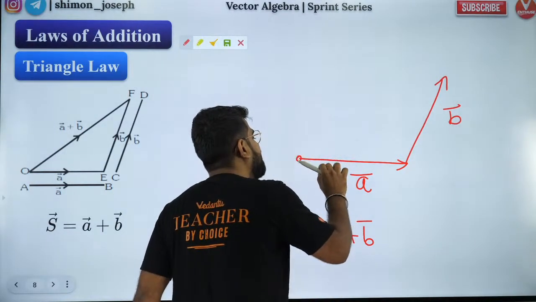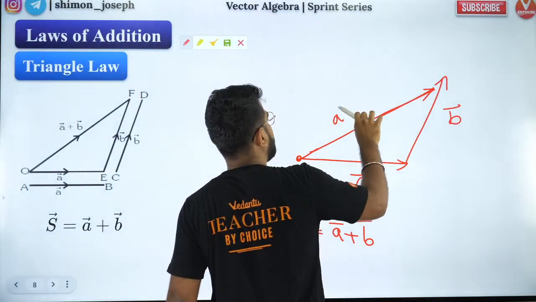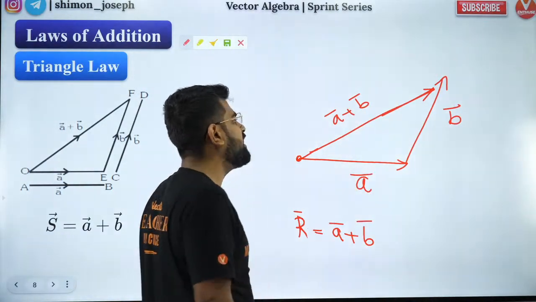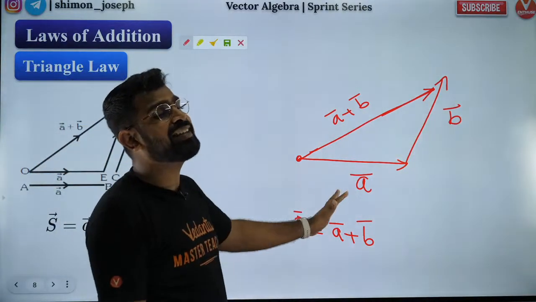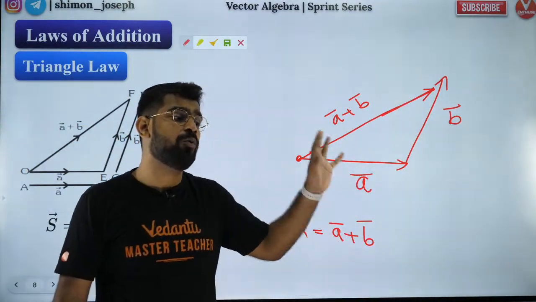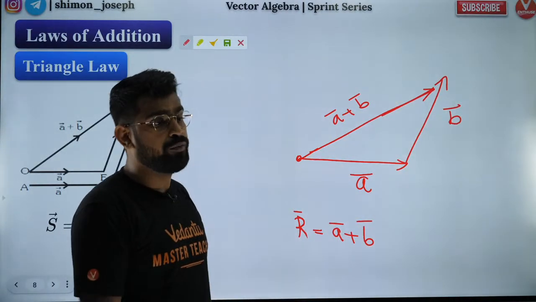By joining the initial point to the final point, that will give me my A plus B. Are you all happy with that, my dear boys and girls? Did you all like it? So this is called the triangle law of vector addition. Very important, my dear boys and girls. You have to know this without fail.